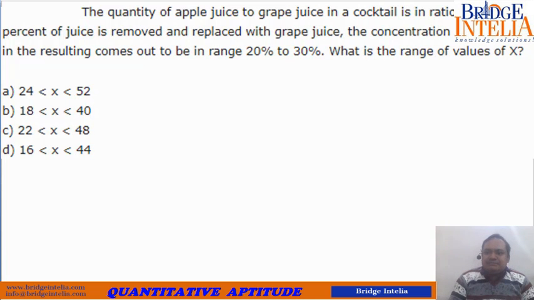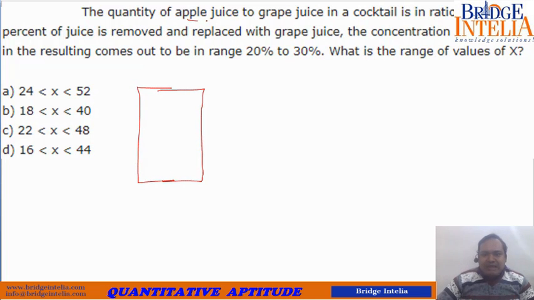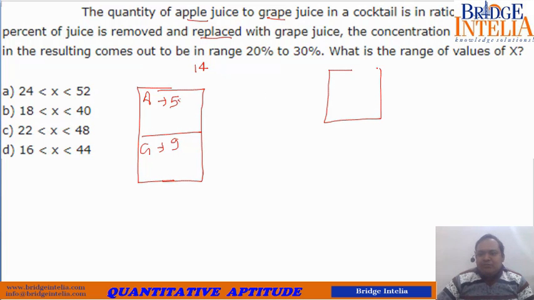So let us see what is meant by this. The quantity of apple juice to grape juice was 5:9. So apple is to grape is 5:9. Apple 5, grape 9. This was the original situation. So you can consider the volume to be equal to 14 units, 9 plus 5. You are replacing it, that means finally also the volume will be 14 only.